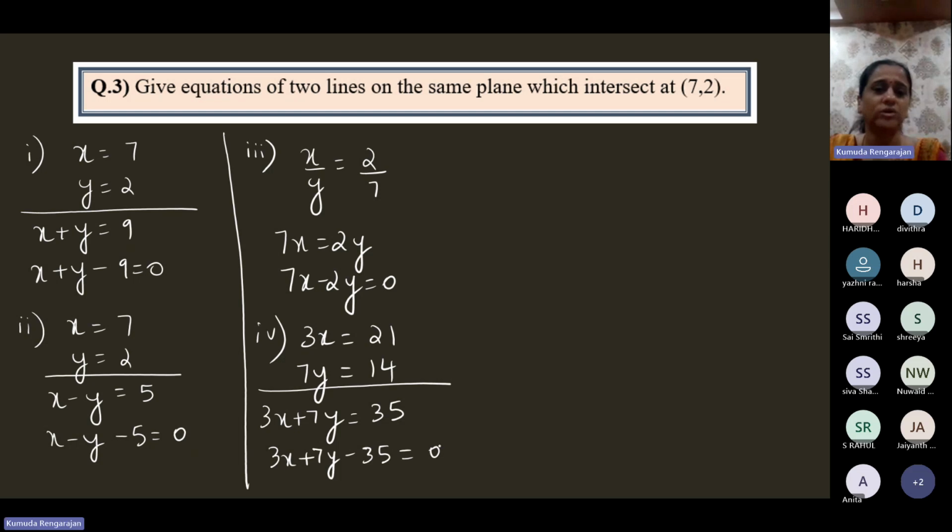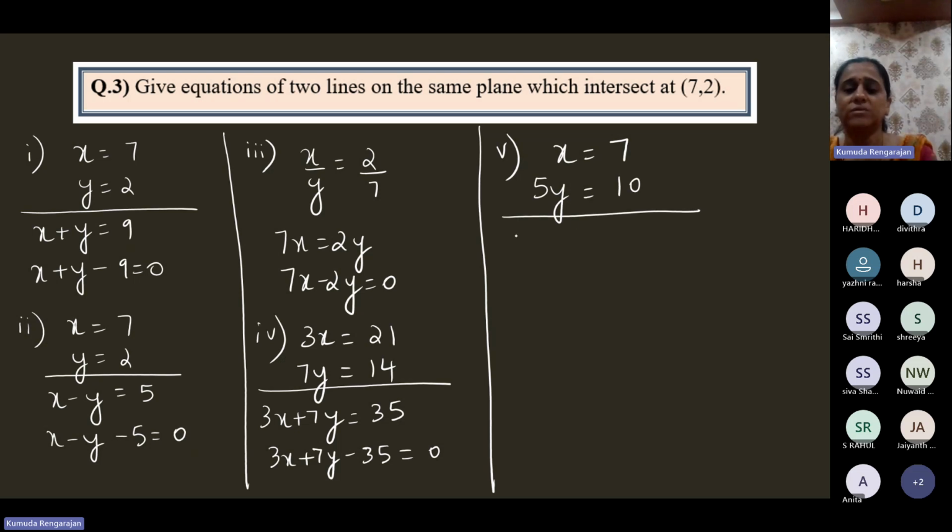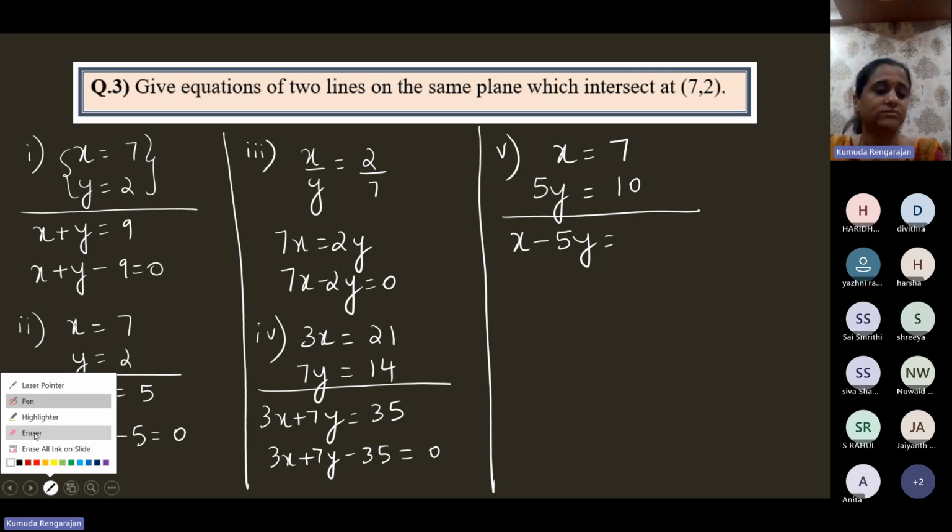So like this, you can go on. So if you just write x as it is, x is equal to 7, and say you write 5y. 5y is equal to 5 into 2, 10. Now you can subtract: x minus 5y is equal to, if you subtract the LHS, you should also subtract the RHS. You should do the same thing on both the sides. You cannot add these two and subtract these two. You should do the same thing on both the sides.